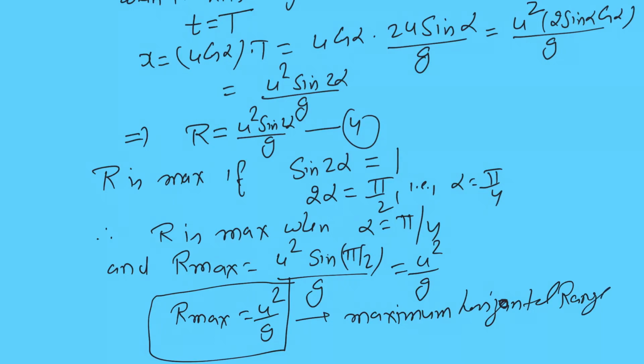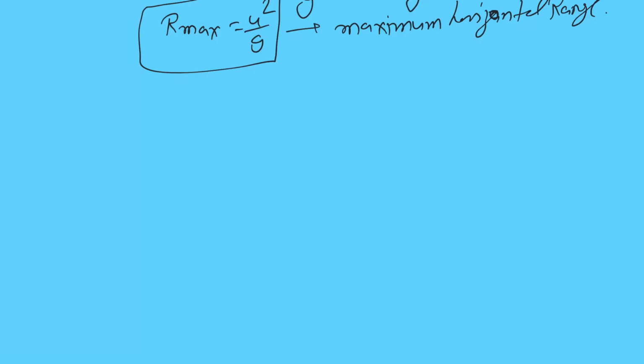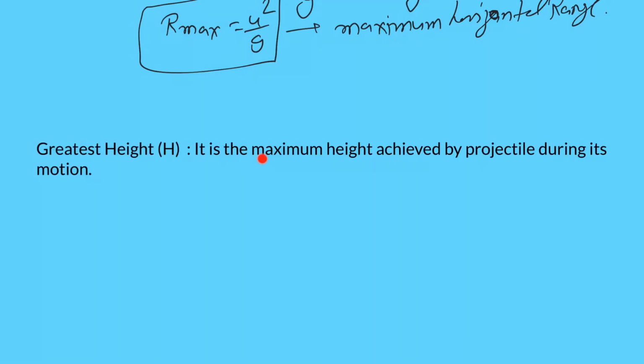Fine. So next we are required to find the greatest height of a projectile. It is defined as the maximum height achieved by the projectile during its motion. This is the definition. So we are studying the third point, the greatest height.